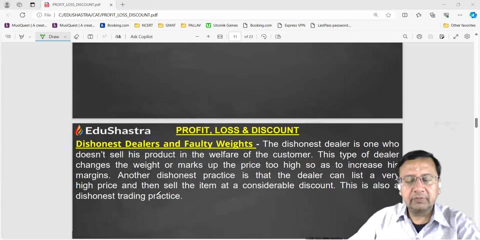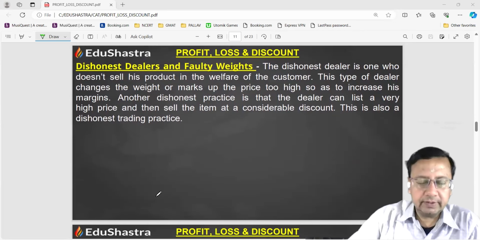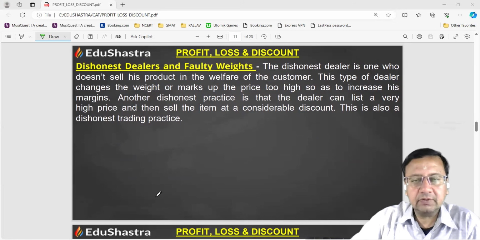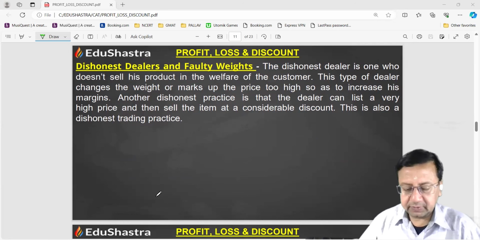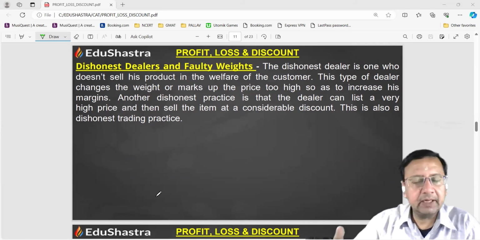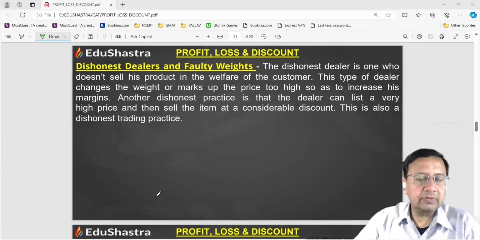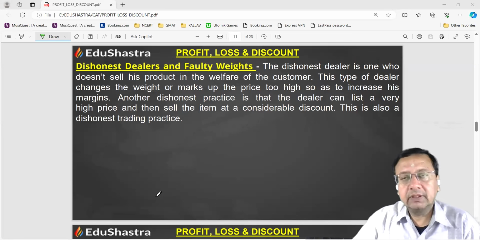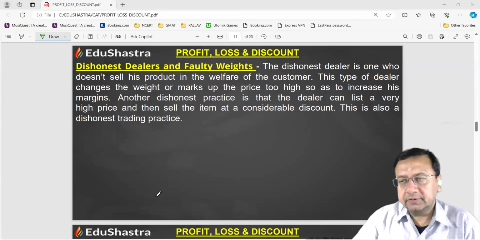One more application of profit and loss is dishonest dealers or faulty weights. I'm just speaking out some of the questions and then we will discuss them. I suggest everyone take out a notebook, pen and paper so that you can note down and try to solve the question, and then we can discuss. This is for faulty balances or dishonest dealers.